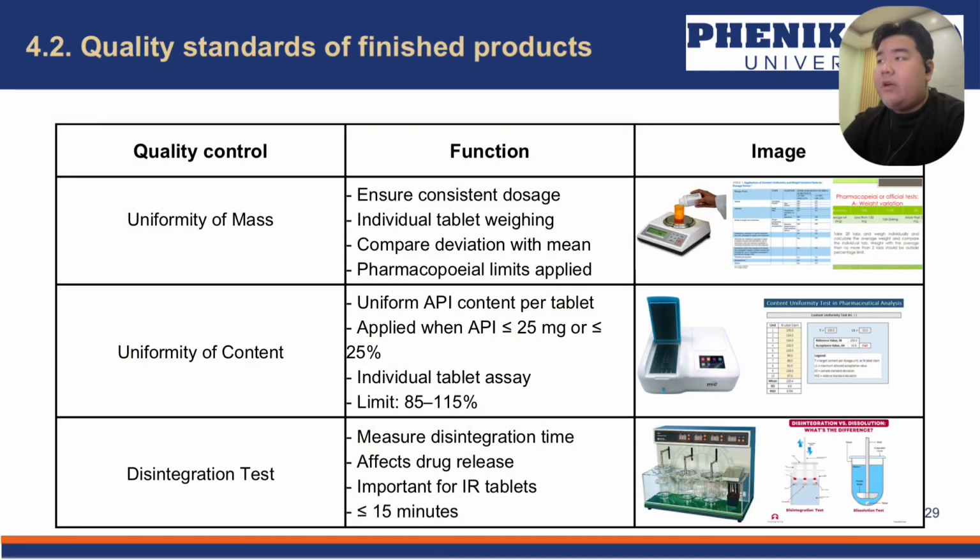Next is uniformity of content. This step focuses on the amount of active ingredient in each tablet. It is especially important for low-dose drugs. The disintegration test checks how fast the tablet breaks down. This is important because the drug must be released properly in the body.